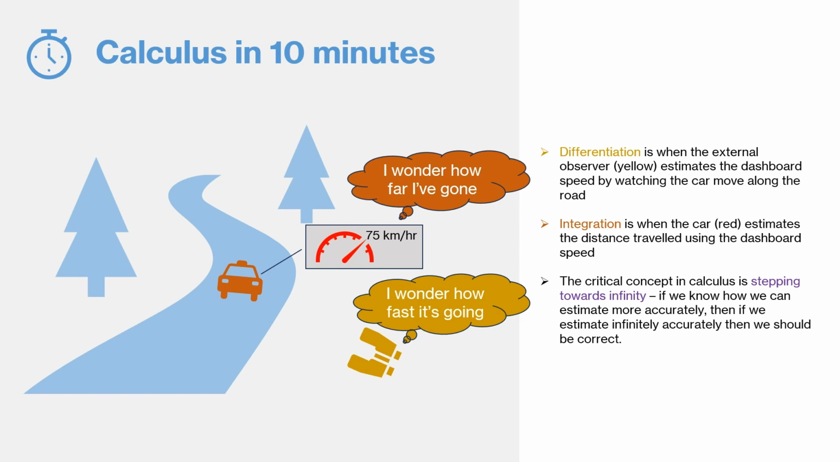So interestingly, differentiation and integration are actually starting from just one of these perspectives, whether you're the red car driver or you're the yellow observer, and you're trying to get information about the other perspective. And the most critical concept that makes this all work is something called limits. All it is trying to say is, if we know that our estimates are infinitely accurate, then our estimates are exactly accurate.